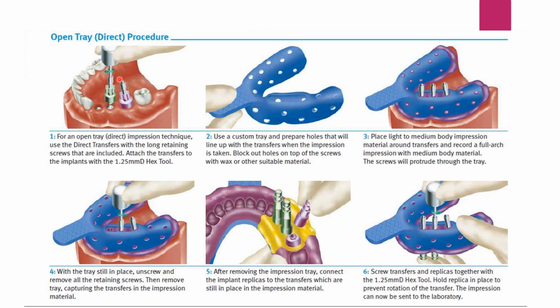So this impression uses the direct transfer with the long retaining screw, which is included, and then it is attached. Then they attach the transfers to the implant with the hex tool. Okay, this is the hex tool. All right. So we have to use a custom tray for this, and we prepare holes all over. And definitely you need to block out holes on top of the screw with the wax or other suitable material. Okay, so here we can block it out like they did.